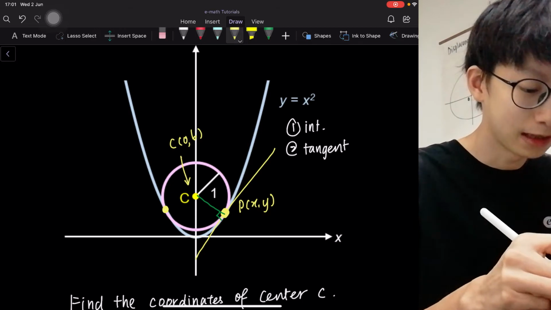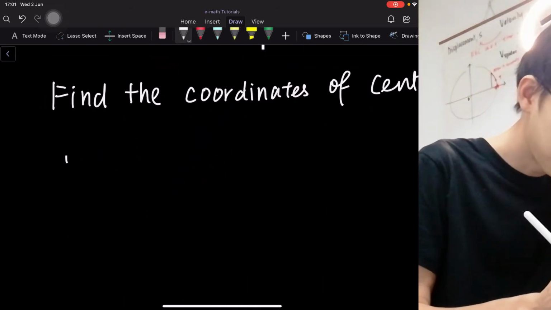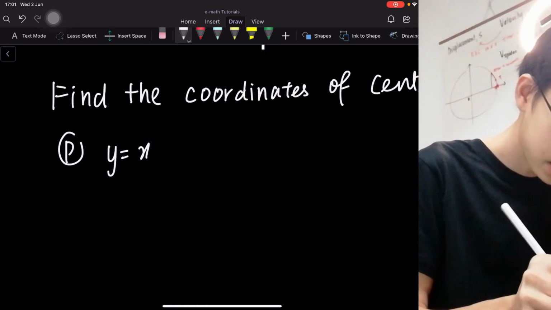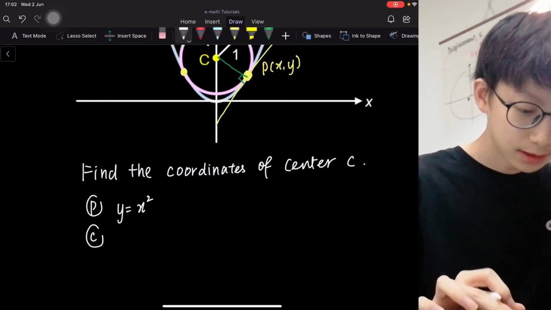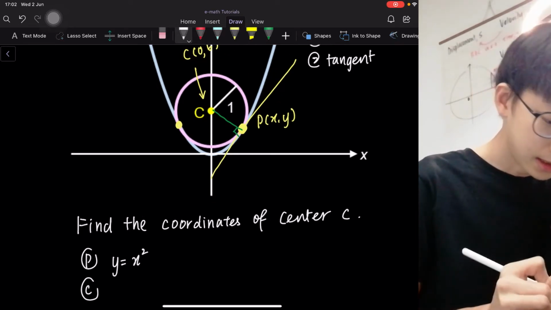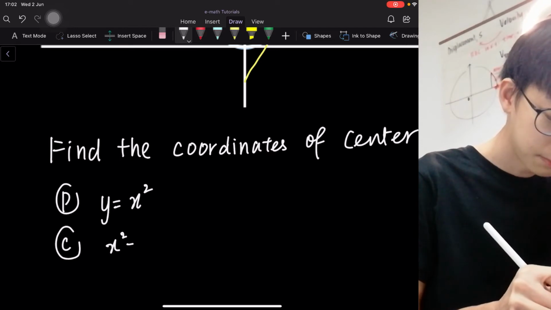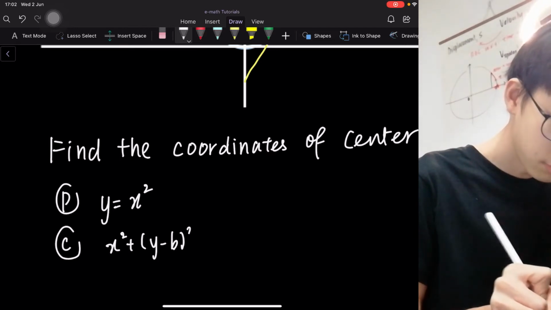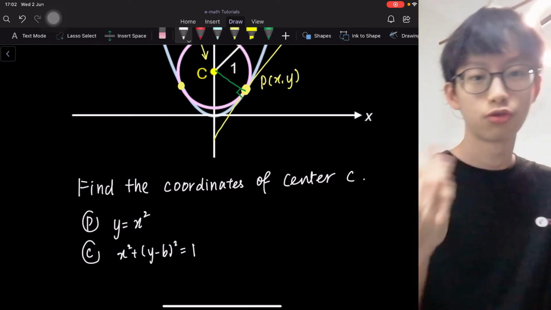So that it is easier for us to form the equation of the circle later. And I think I will form it now. Okay, so the parabola is y equals x squared, very simple. And the circle is, the center is 0 and b, x squared plus y minus b squared equals, the radius is given, 1 squared.